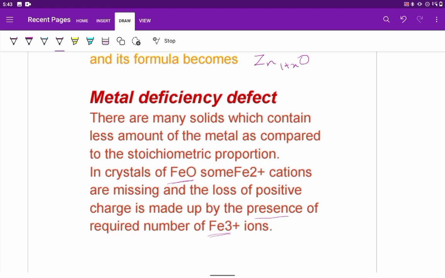It may be Fe0.95O. This is because some of the Fe2+ cations are missing. So what happens? These Fe2+ ions are replaced by Fe3+ ions.